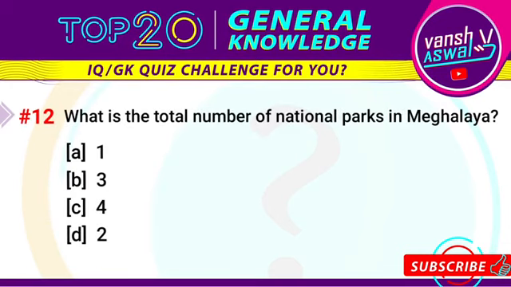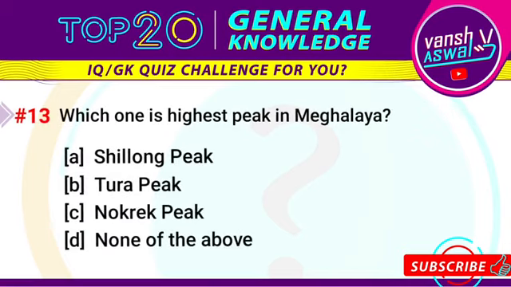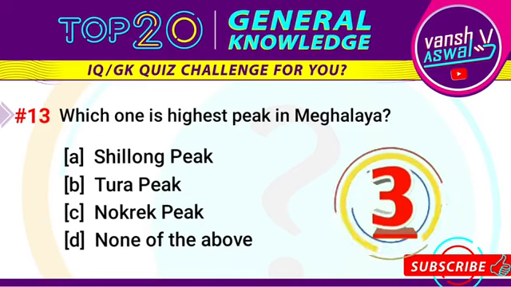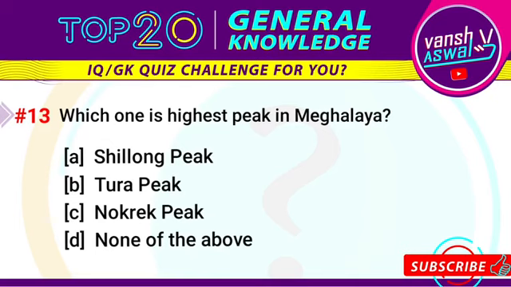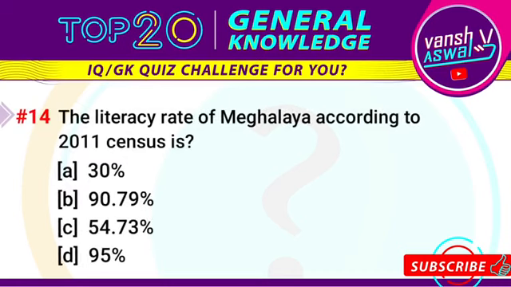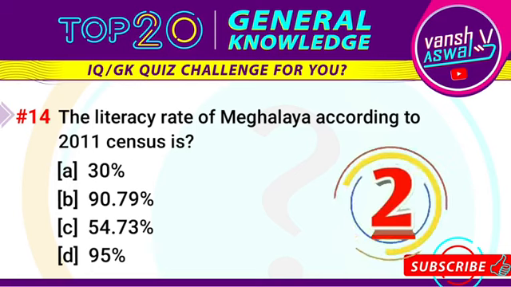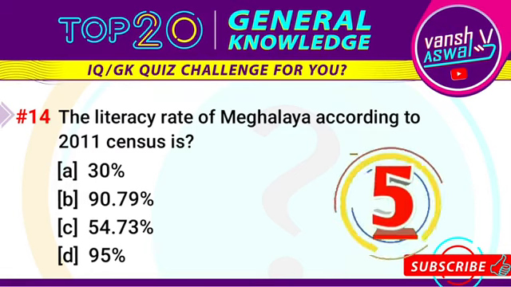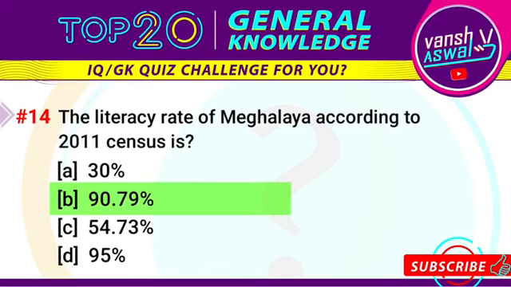Question number 12. What is the total number of national parks in Meghalaya? Right answer is 2 national parks. Question number 13. Which one is the highest peak in Meghalaya? Right answer is Shillong Peak. Question number 14. The literacy rate of Meghalaya according to 2011 census is? The correct answer is 90.79%.